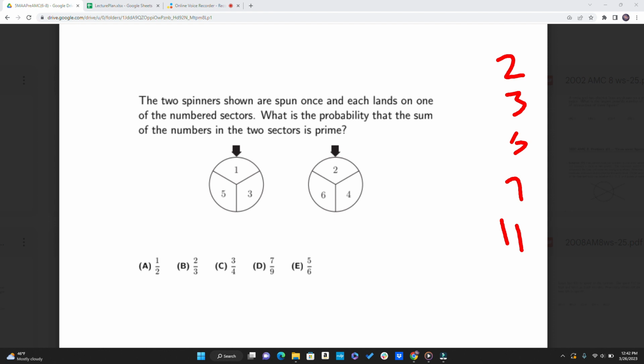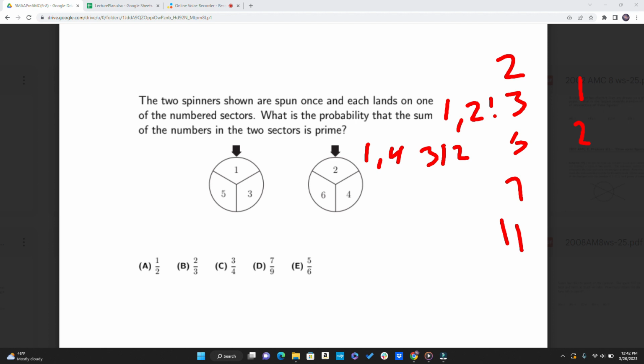So is it possible to get a 2? No, it's not, right? Because the best we could do is a 1 and a 2, and that gives us a 3. So we could spin a 1 and a 2. That would get us a 3. Could we get a 5? Yep. We could do a 3 and a 2, or a 1 and a 4. So that's 2 ways to get a 5. So there's 1 way for a 3, 2 ways to get a 5.